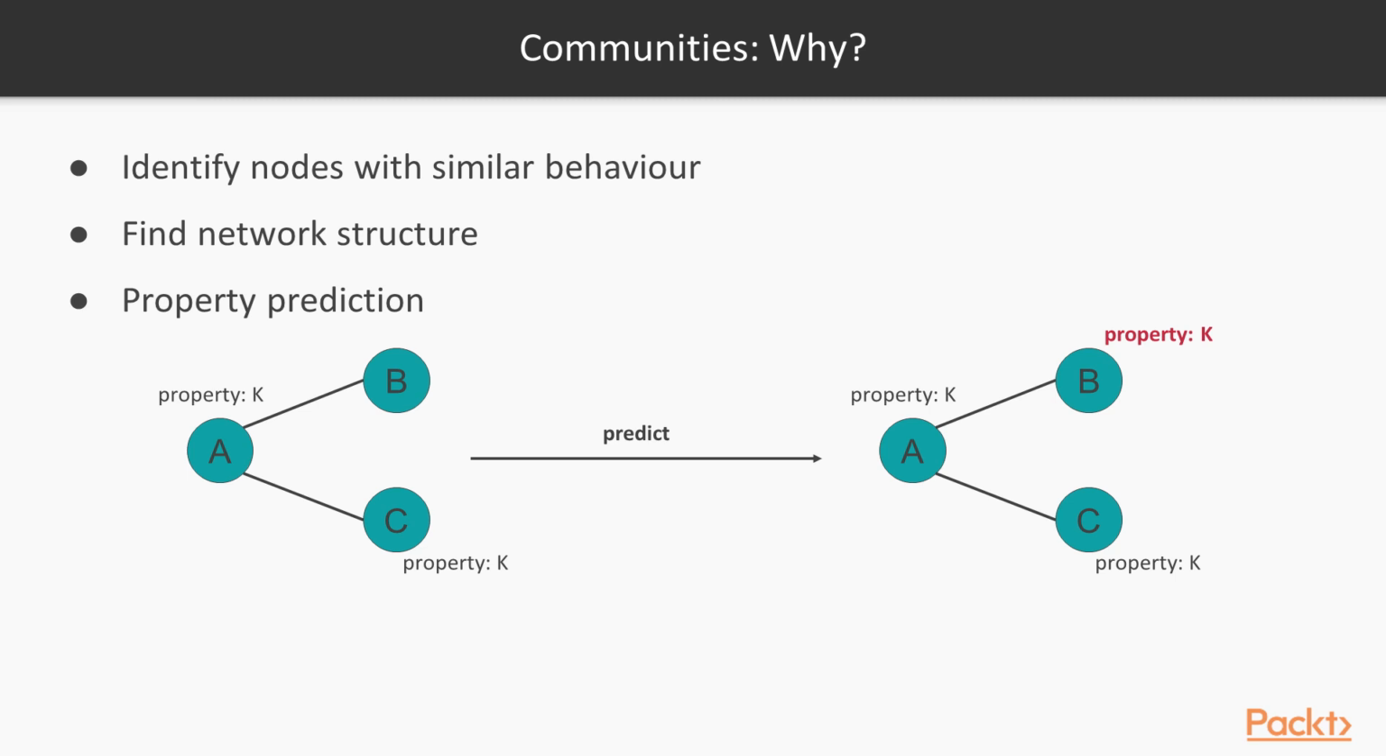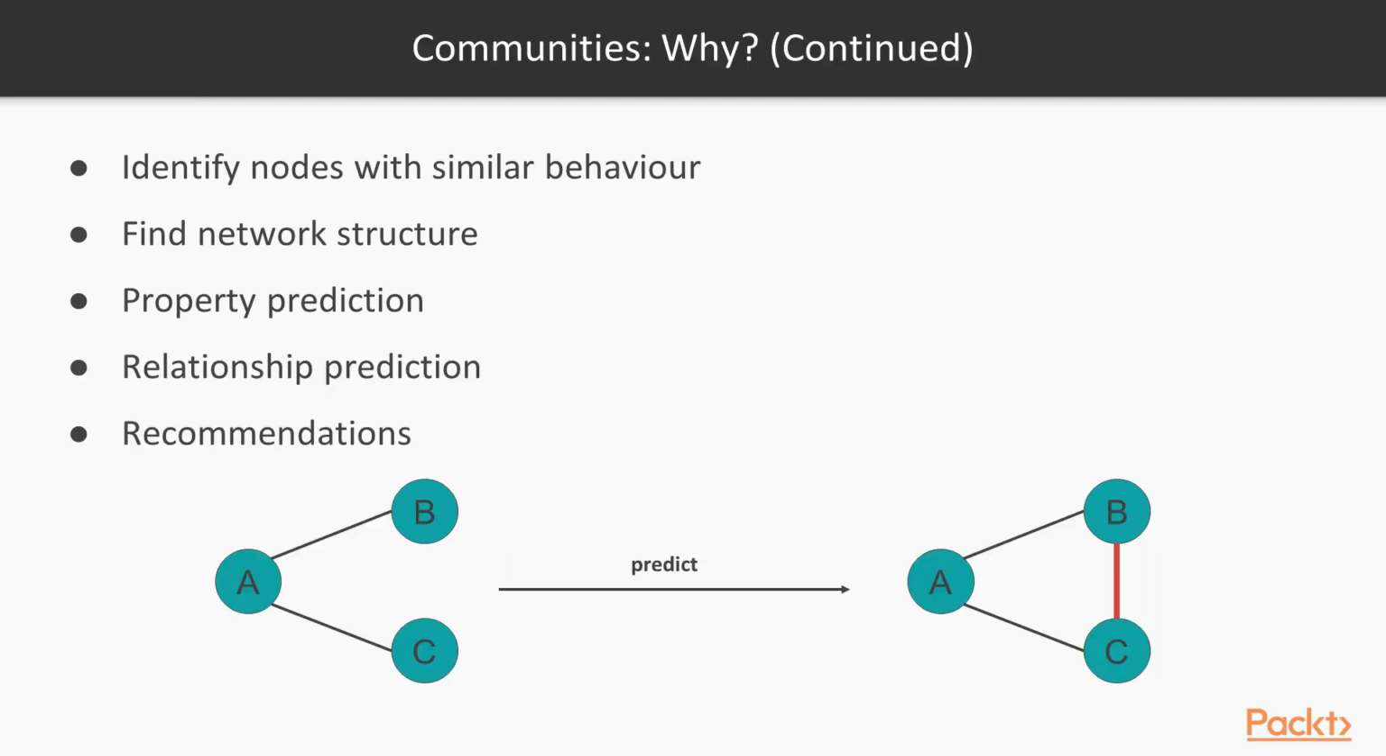Why should I want to detect communities in my graph? Well, the idea is to gather nodes with similar behavior. That can be used to understand your graph structure, and can also be used for a kind of prediction. For instance, if you can find that nodes A, B, and C are inside the same group, and you know in addition that nodes A and C have a certain property K, you may want to deduce that node B also has this property K.